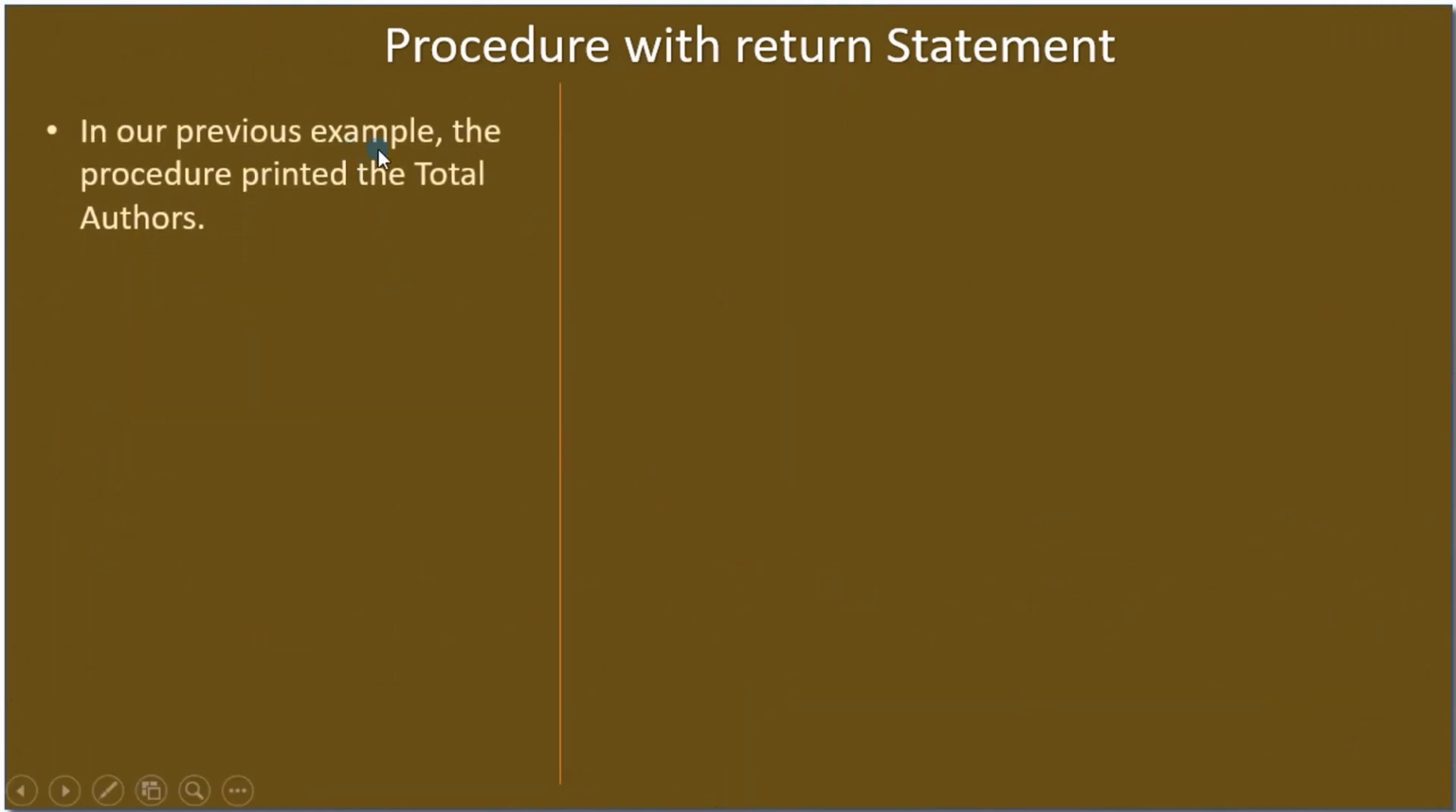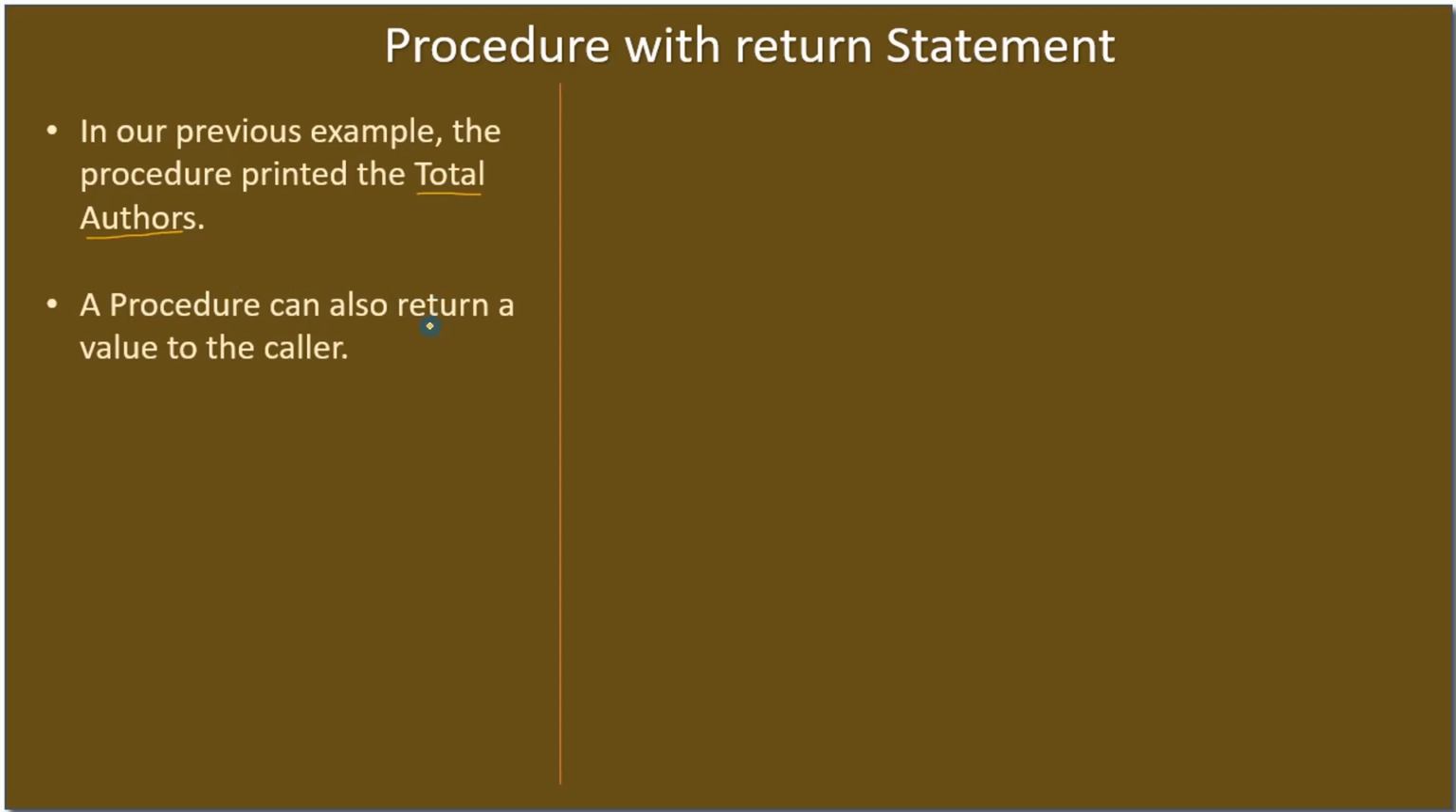So in our previous example, the procedure printed the total authors. That means it received city as well as state, then printed a total number of authors that belongs to those specified city and state. But the procedure doesn't return anything, it directly printed the required result.